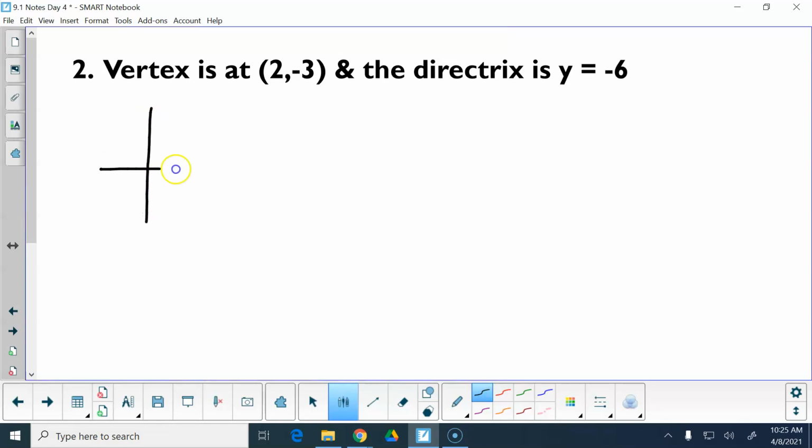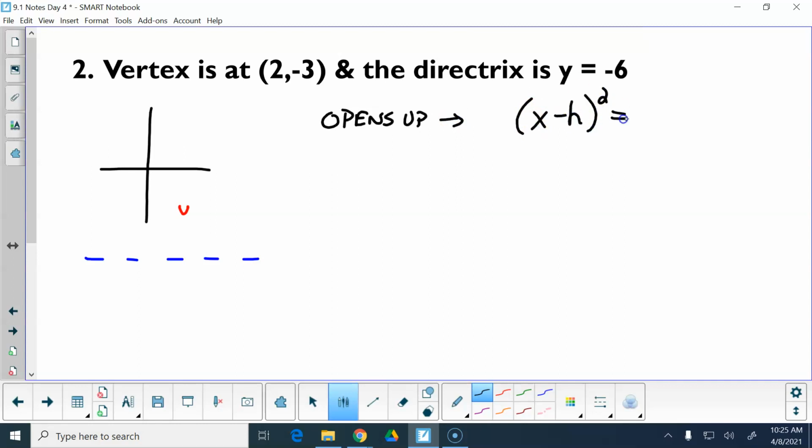So we're looking at this scenario, and we've got a vertex at 2, negative 3, so that's somewhere down there. We've got a directrix at y equals negative 6. So that's going to be down there. Okay? So which way does this one open? Up. Yeah? So that's going to be x minus h quantity squared equals positive 4p times y minus k.